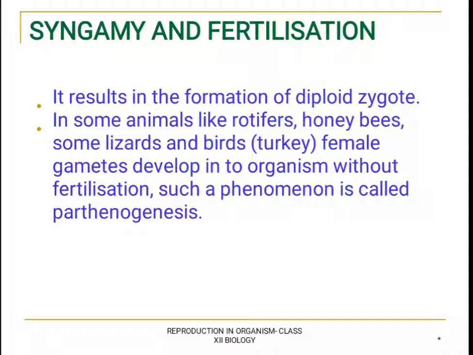In some organisms like rotifers, honeybees, birds like turkey, and even in some lizards, the female gamete, that is ovum, forms a new organism without fertilization. There is no fusion of male and female gamete. Without fertilization, the female gamete or the ovum produces the new organism, and this phenomenon is known as parthenogenesis.